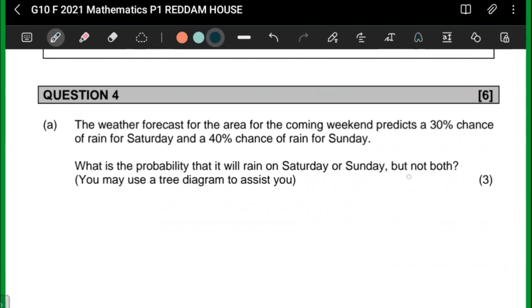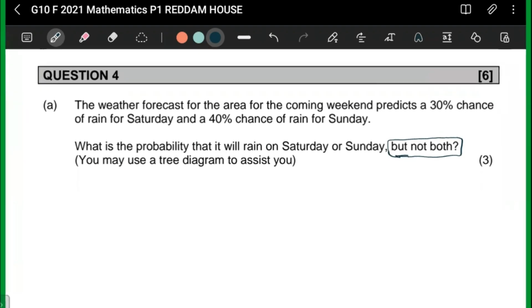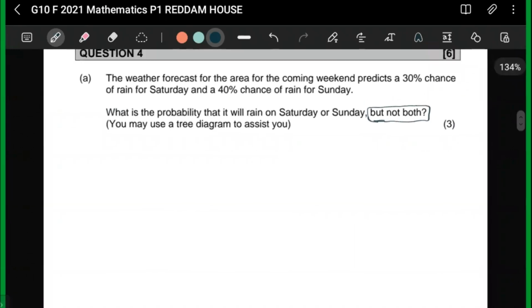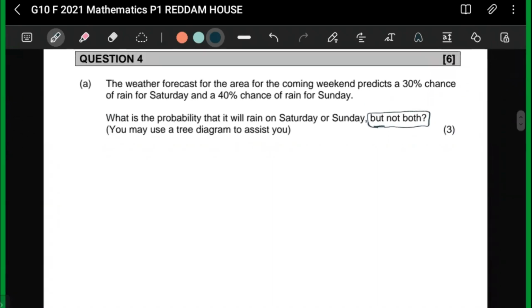Oh, but not both. Okay, what is the probability that it will rain on Saturday or Sunday, but not both? I think the but not both part is important. So let's see here. They say you may use a tree diagram to assist you. So when you're going to use a tree diagram, remember you're representing 2 days, and in each of those 2 days, there are 2 possible scenarios.